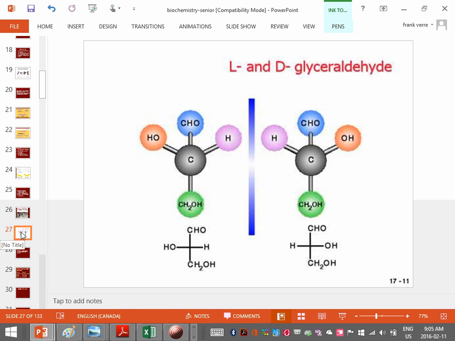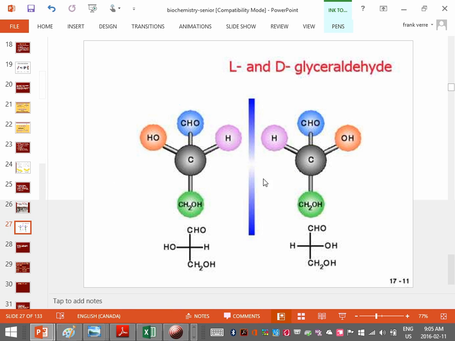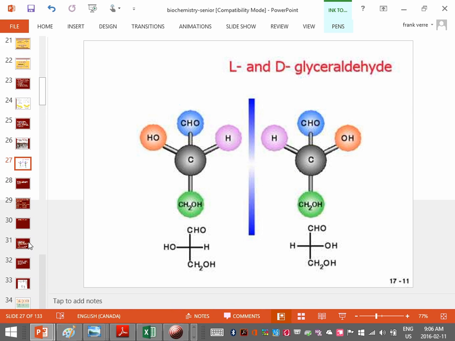Here's an example of a mirror image isomer. We said living things can only use one of these two versions for sugar, and that would be the D version on the right. For amino acids, it's actually the other version, the left-handed version. Okay.